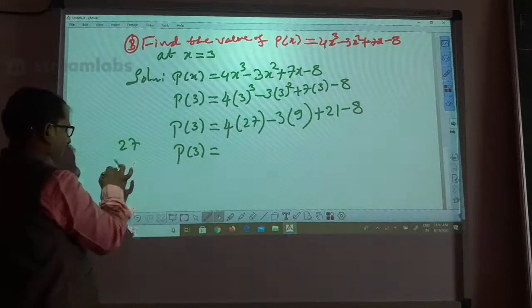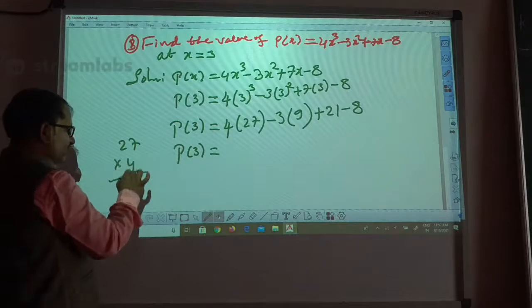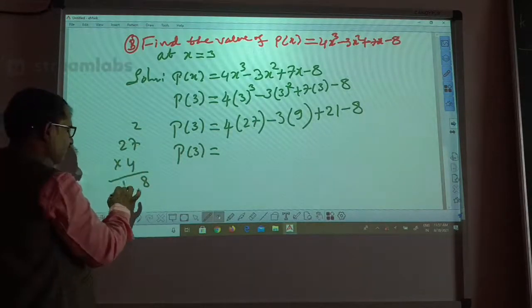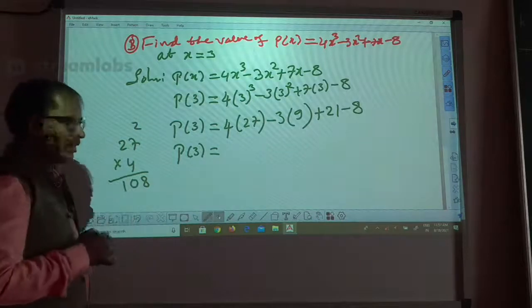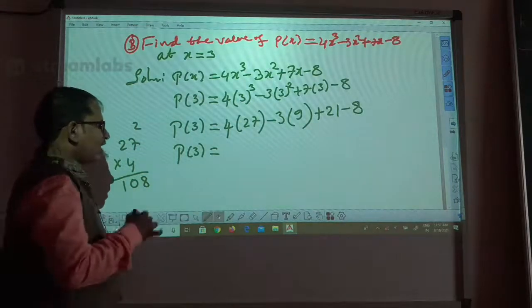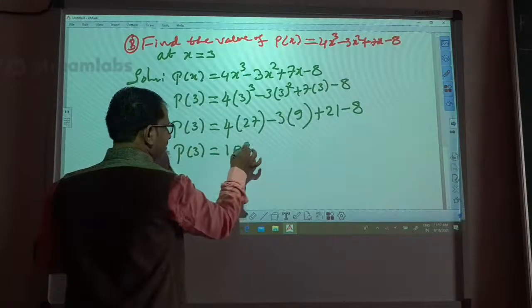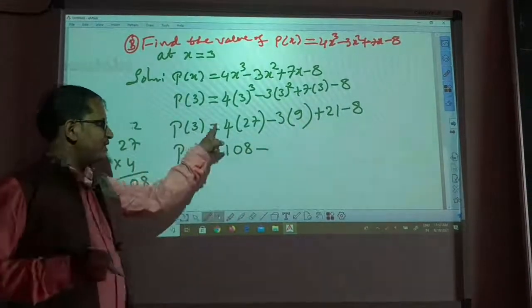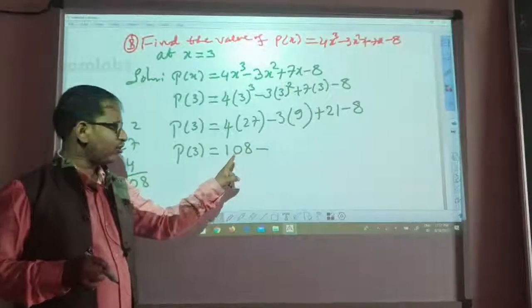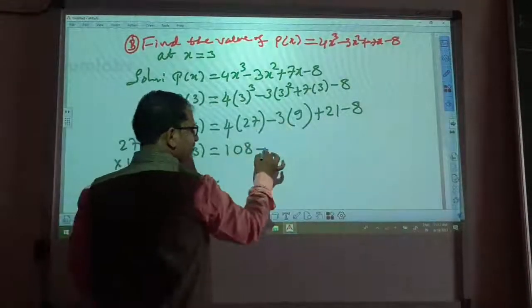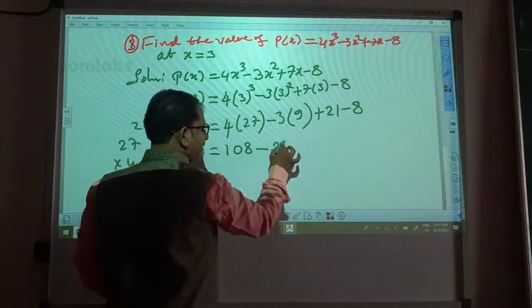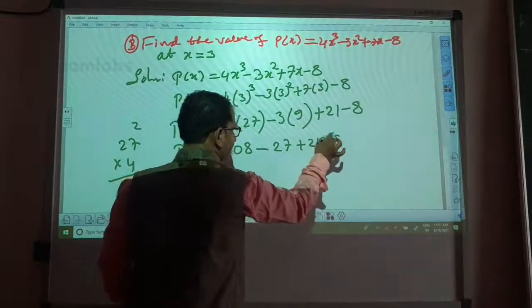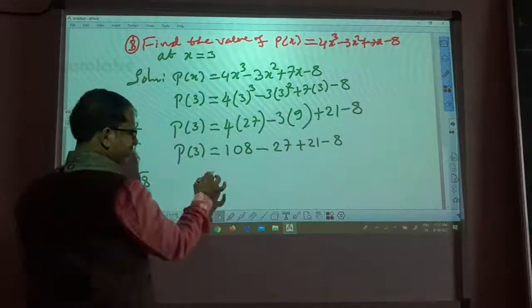27 into 4. How are we going to solve? 4 7s are 28. Carry 2. 4 2s are 8 plus 2, 10. So 108, right? So 108 is there. Next, minus into plus, minus. Observe now. Here plus into plus is plus, so plus 108. Here minus into plus is minus. 3 9s are 27. Next, plus 21 minus 8 we write as it is.